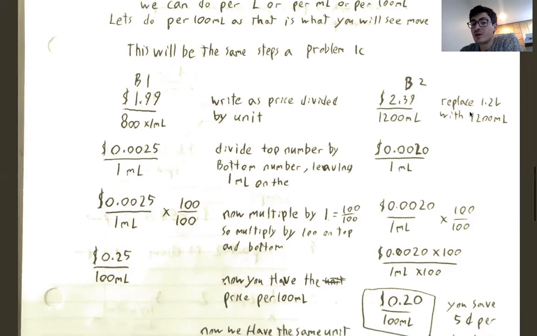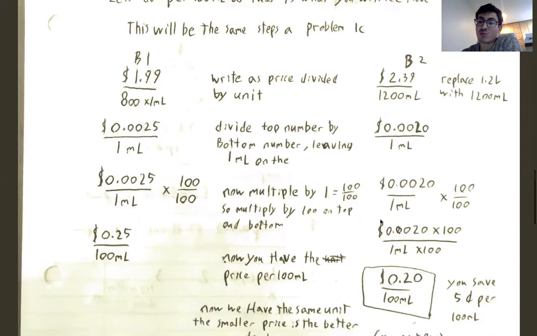From here, same steps, we're going to multiply by 1, which is going to look like 100 divided by 100. We're going to multiply the top by 100 and the bottom by 100. I added this one step here just to show you what I'm doing with that 100 over 100. So I'm going to multiply the top by the top one and the bottom by the bottom one, and it's just going to divide the whole thing.